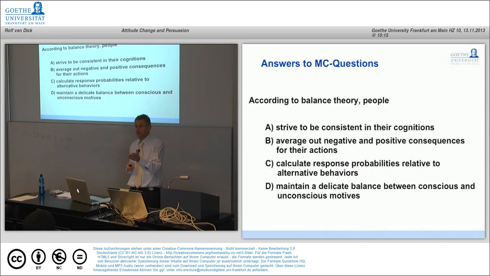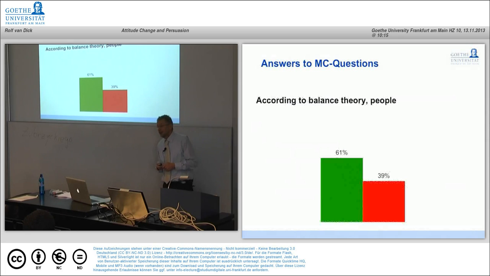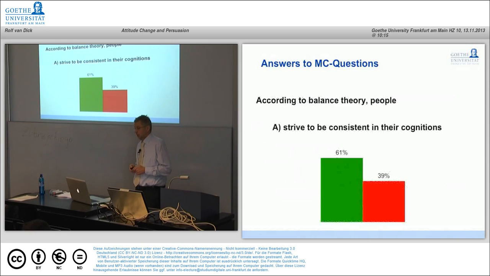And after a brief discussion, A. People strive to be consistent in their cognition. Only 61% got this right. So 39%, 40% of those who participated in the online assessment ticked one of the incorrect responses. If you have any questions, please let me know now and also for the other questions.